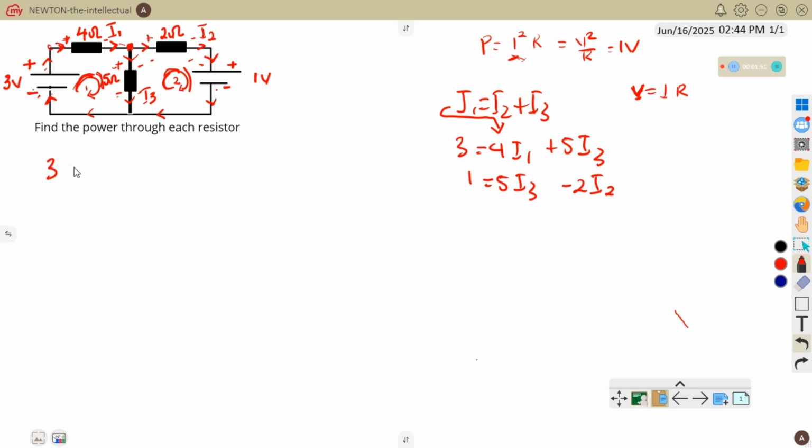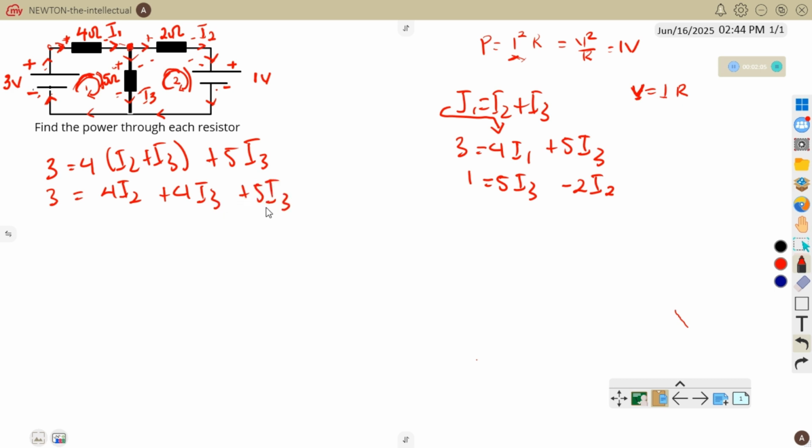So we have 3 is equal to 4 I1, and I1 is what? I2 plus I3, then we have plus 5I3. Right, so we have 3 is equal to 4I2 plus 4I3 plus 5I3. Then 3 is equal to, let me put the 9 in front, 9I3 plus 4I2. Then we're going to bring this other equation. So we have 1 is equal to 5I3 minus 2I2.